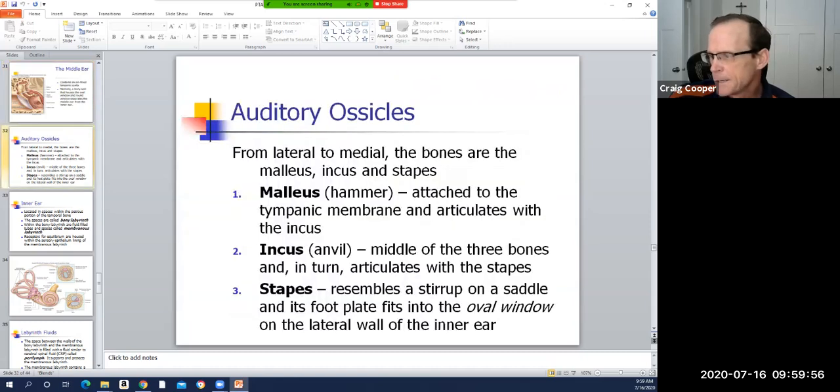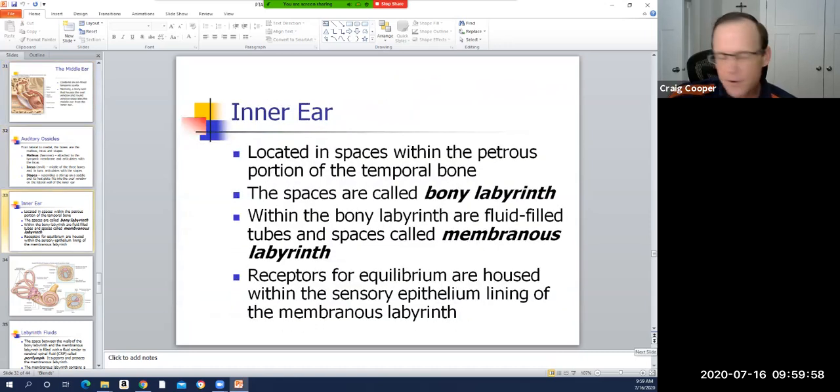All right. The inner ear is the trickiest part. It has the most to it, and is kind of the hardest to understand. Is there another question? I heard some background.